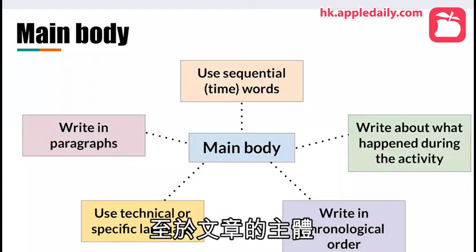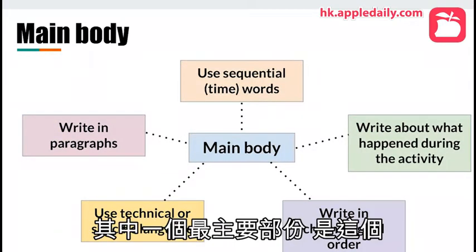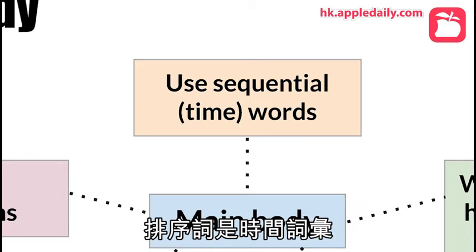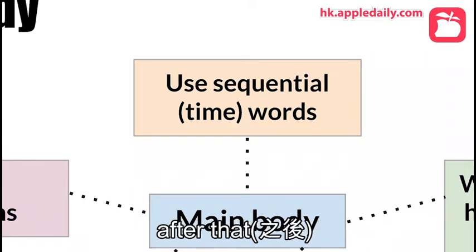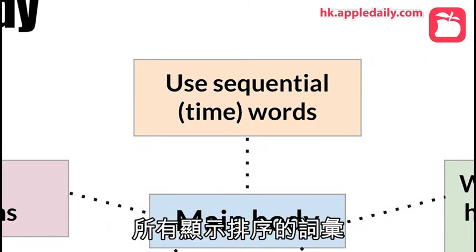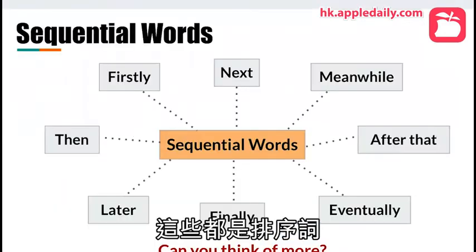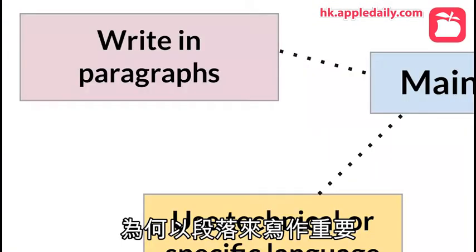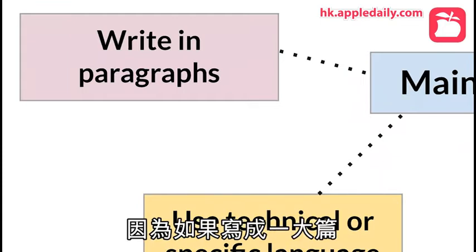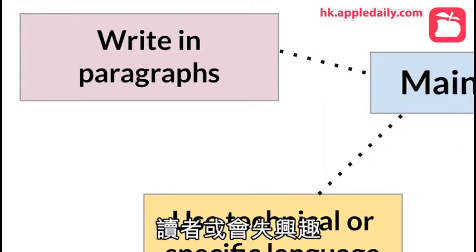And then the main body. One of the most important parts here is sequential words. It sounds very fancy, but it's actually just time words. Those words are like first, then, after that, all of those words that show a sequence. So these are the sequential words. They are not very hard, are they? Why is it important to write in paragraphs? Is it kind of all over the place? Or maybe it's such a large chunk that they might lose interest to read?